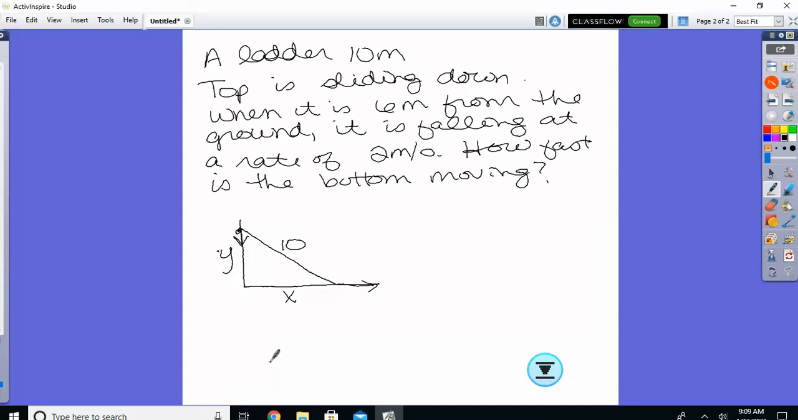Then we go back to the problem and we write down anything we can. So when it's 6 meters from the ground, what variable would that be? Y. So when Y equals 6, it's falling at a rate of 2 meters per second. So that's the rate the top is coming down, so that's dy/dt. Falling would be a -2. How fast is the bottom moving? So what am I looking for? dx/dt.